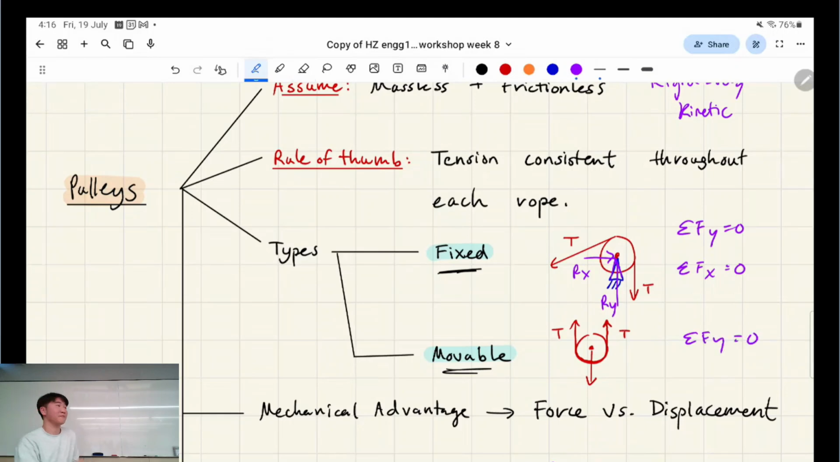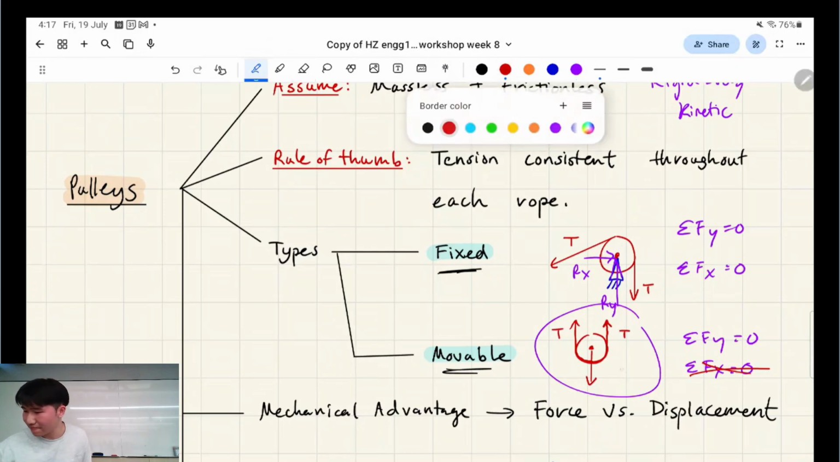Even though these are moving, in this particular case, we don't have any horizontal forces. Even though this is moving, we're actually still considering it as a static equilibrium, and that's because that movement will not have an acceleration, right? It will probably have a fixed velocity, right?